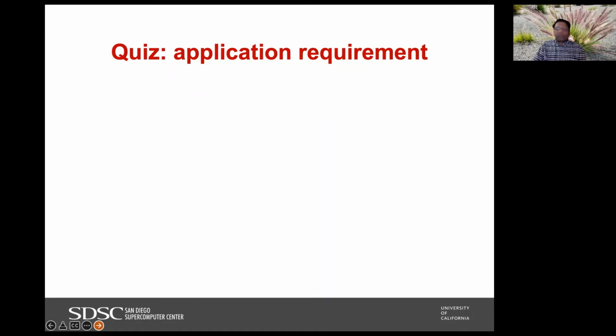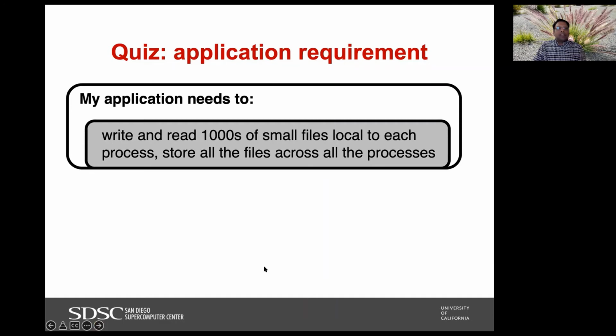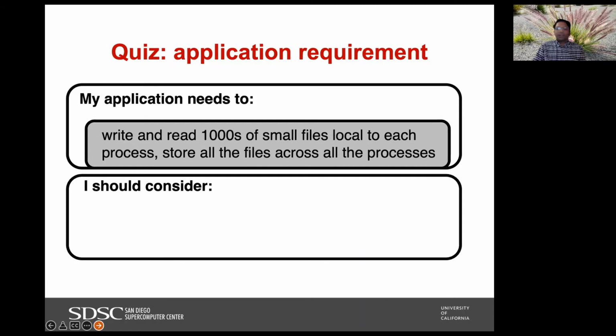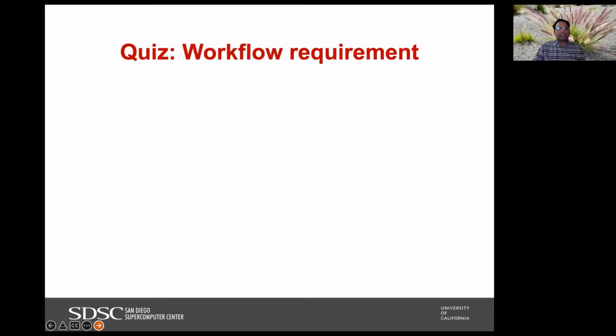So next use case. You want to write and read thousands of small files local to each process, and you want to store files across all these processes. So what would you do with that? And you might know the answer to this. Basically write to the local Scratch, but then copy out what you need to Lustre.